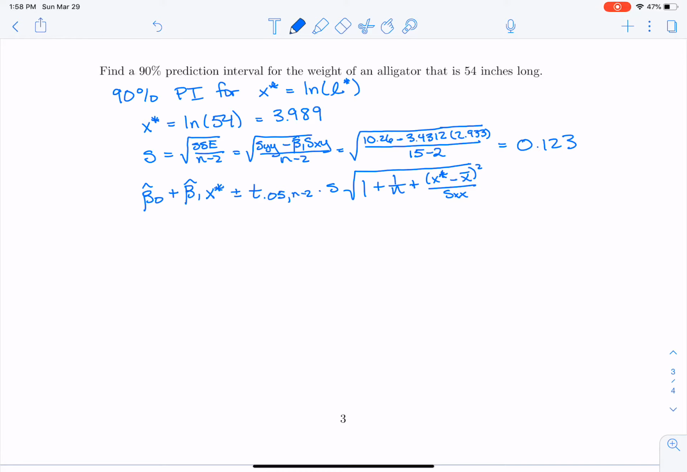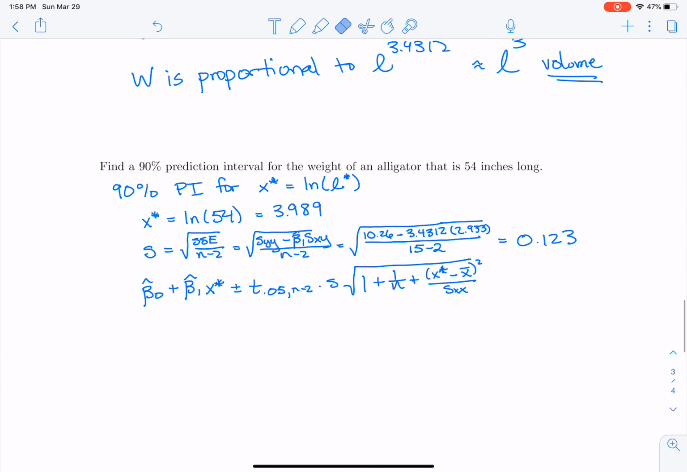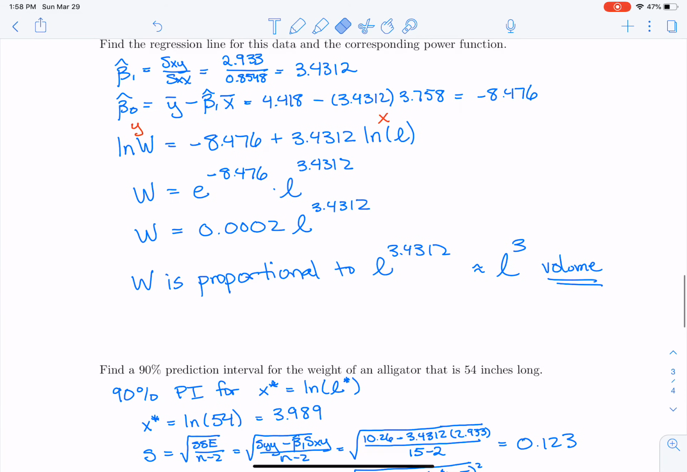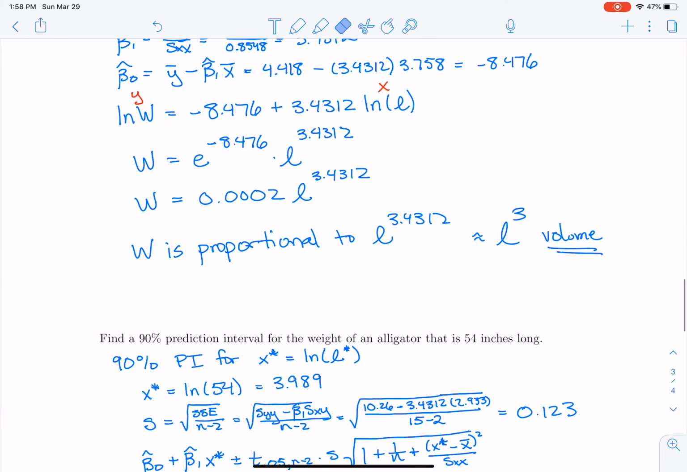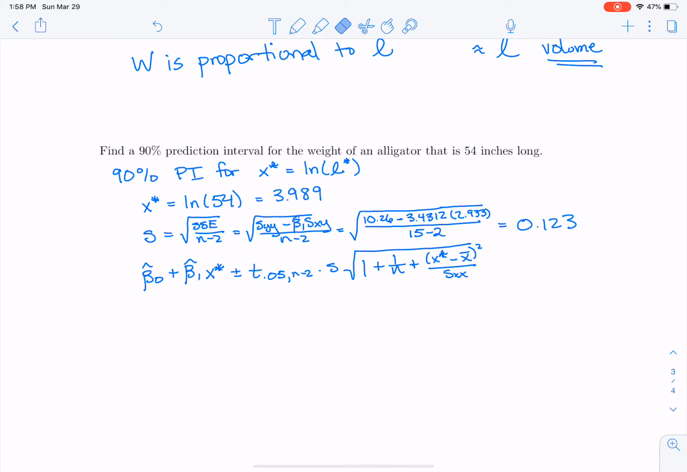Okay, so we just need to compute all of these values. Beta 0 hat plus beta 1 hat x star. Okay, so beta 0 is negative 8.476. So we have negative 8.476 plus, we're going to do 3.4312 times x star, which is 3.989. And then I need to add my t statistic.